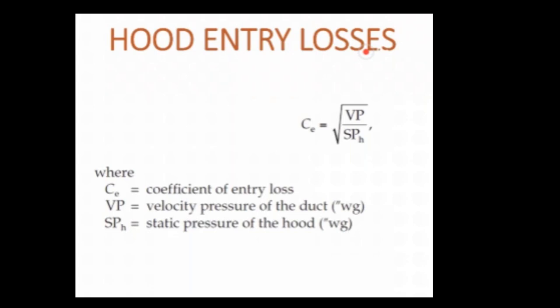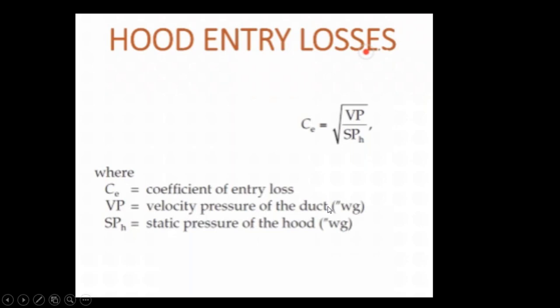When static pressure is converted into velocity pressure, when static air is forced to move into velocity, then some losses occur. And this is the formula for the coefficient of entry losses at the hood: C equals Vp over Sp. Vp stands for velocity pressure, and Sp stands for static pressure at the hood. Again, C is the coefficient of entry losses, Vp is the velocity pressure of the duct, and Sp is the static pressure of the hood.